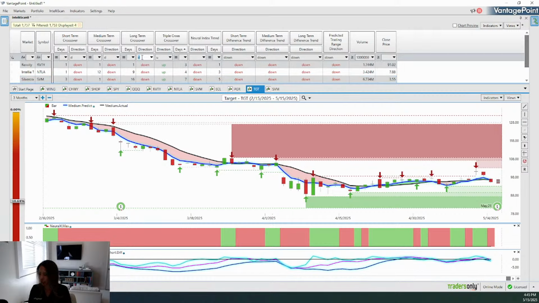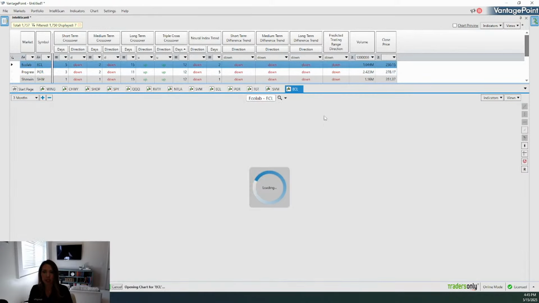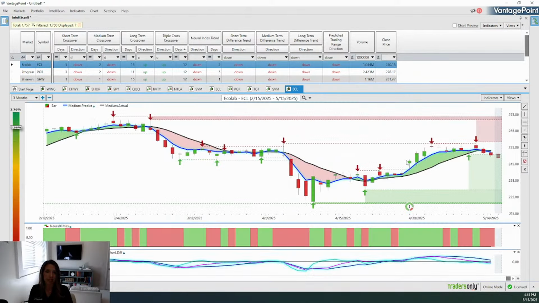Now, if you want earlier identification, we could also shift that long-term crossover to up as well. Let's look at ECL. And again, this is where we get that earlier identification here. All right. So for those of you who are asking for earlier indications, then you would want the long-term crossover set to up and the triple crossover set to up, with the short and medium being the most sensitive here.